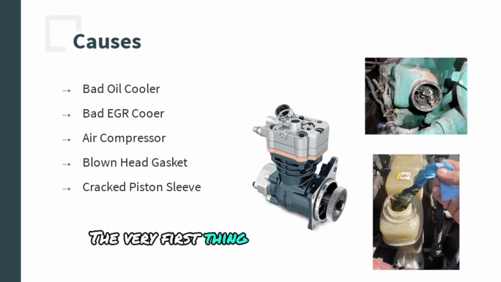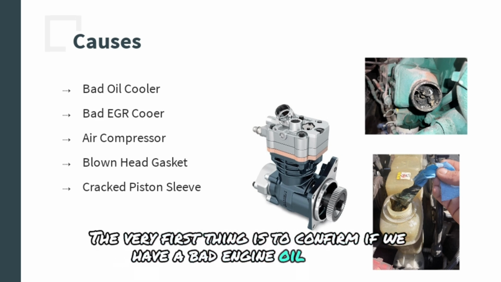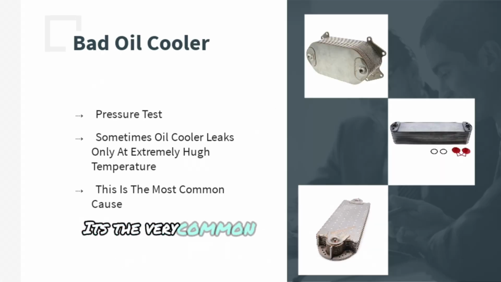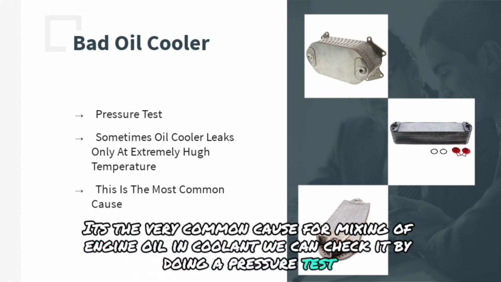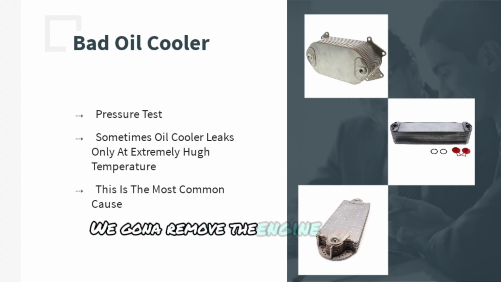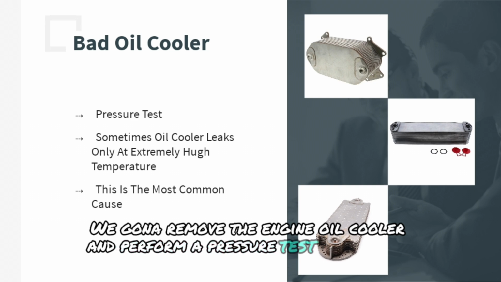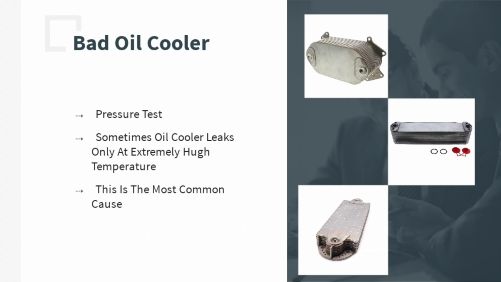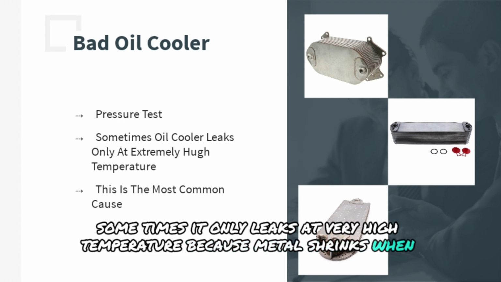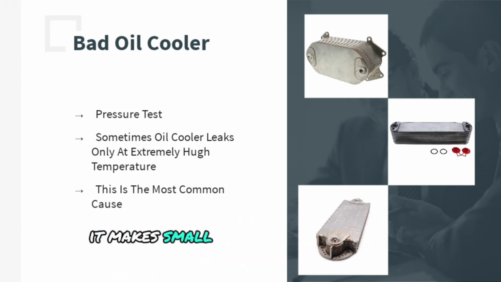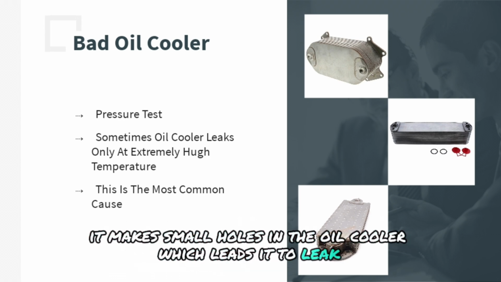The very first thing is to confirm if we have a bad engine oil cooler. It's a very common cause for mixing of engine oil in coolant. We can check it by doing a pressure test. We're gonna remove the engine oil cooler and perform a pressure test to check if it's leaking or not. Sometimes it only leaks at very high temperature because metal shrinks when it's hot. It makes small holes in the oil cooler, which leads it to leak.